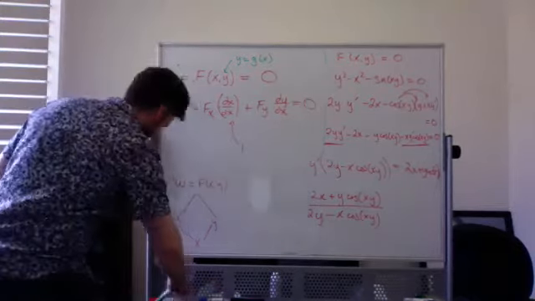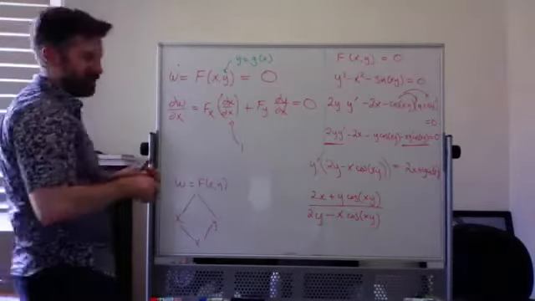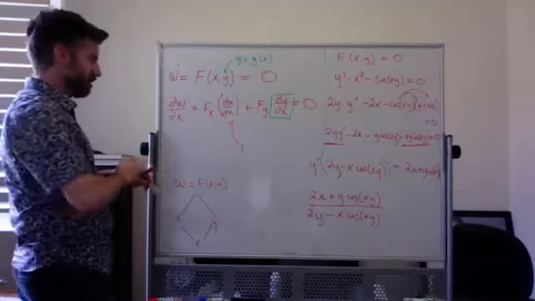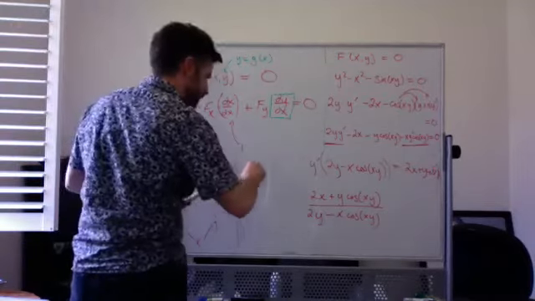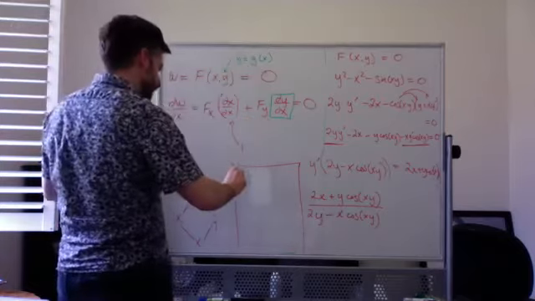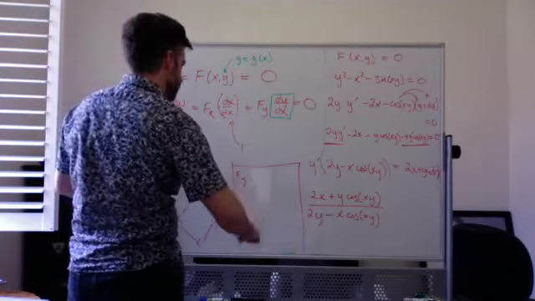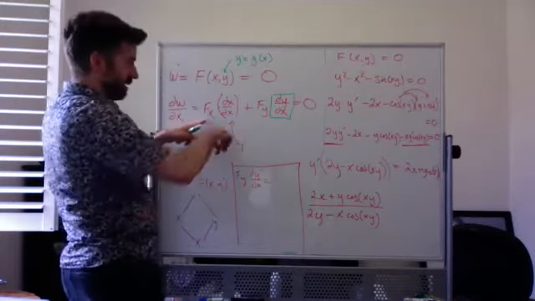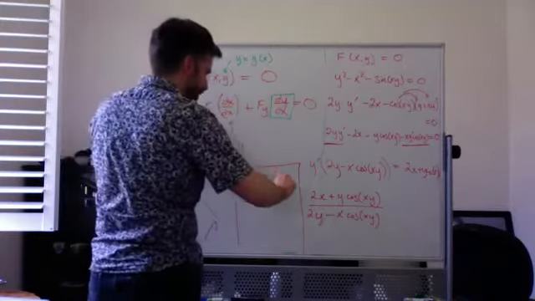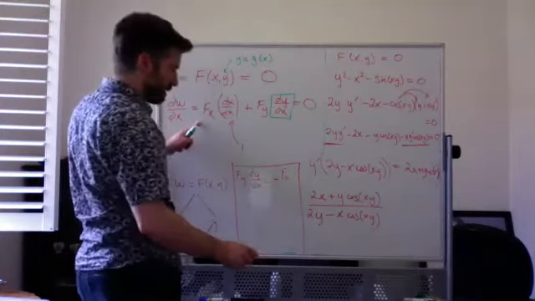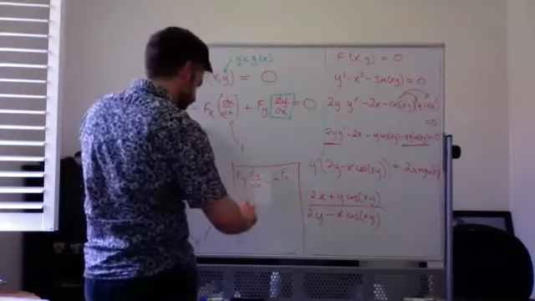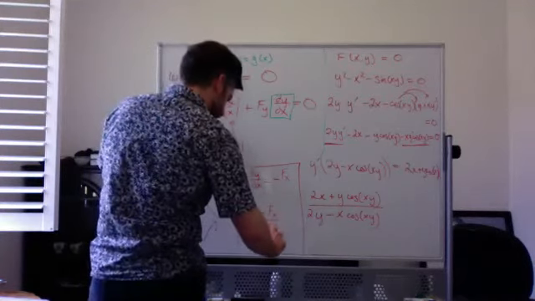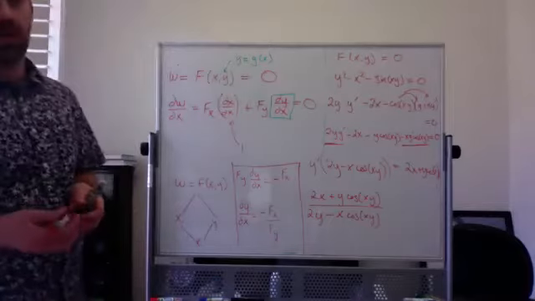But then check this out. We can solve for that and look what we get. We get fy times dy dx equal to negative fx times 1. I'm going to subtract that over there. And then divide by fy. Oh, check it out. So it really does work.